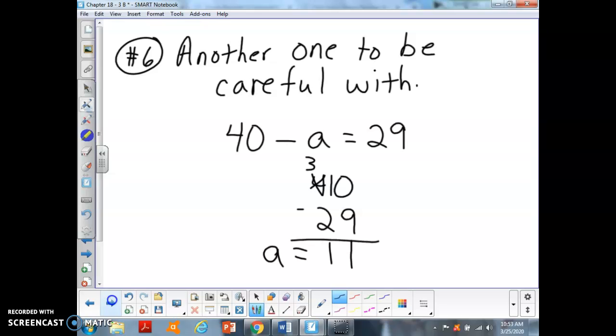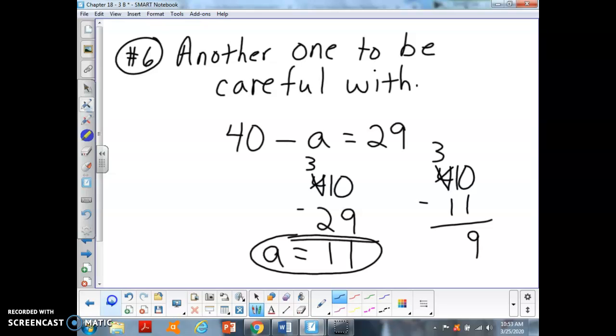A equals 11. We can check that. 40 minus 11 doesn't equal 29. 10 minus 1 is 9. 3 minus 2, yes, it does. So watch out when you get a variable with minus. With addition, you can switch and always put it to the front. But when it's on the left side of the equal sign, we can't switch it. If it's on the right side, that's a different story.